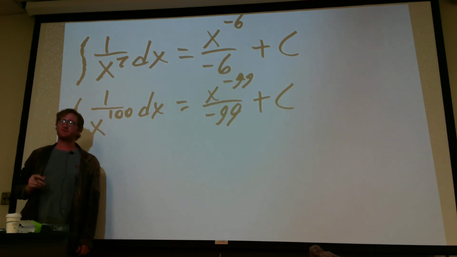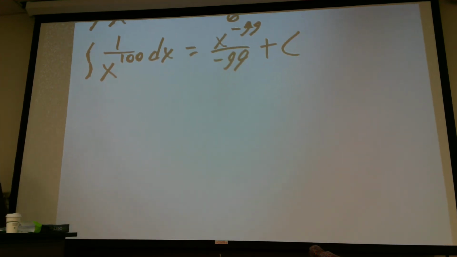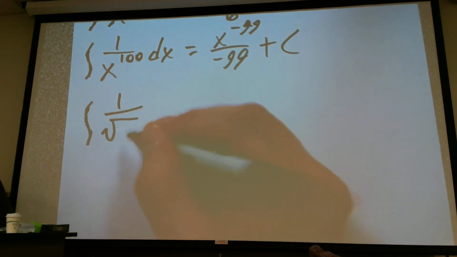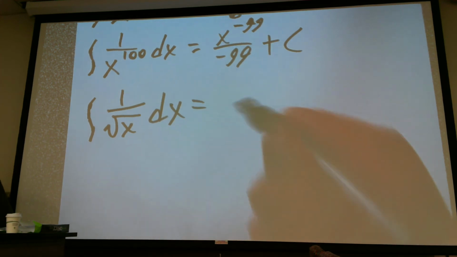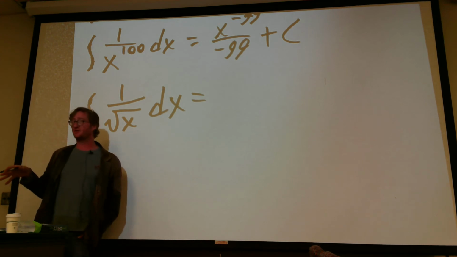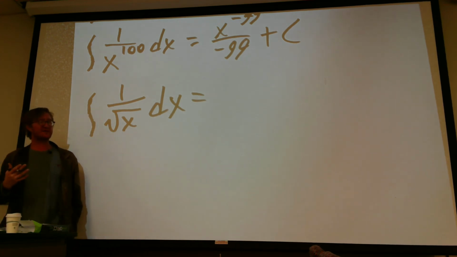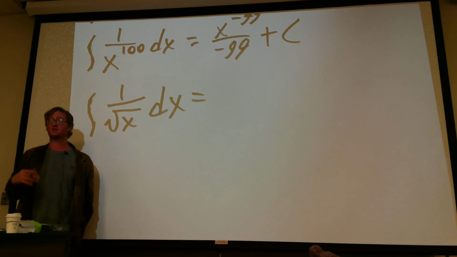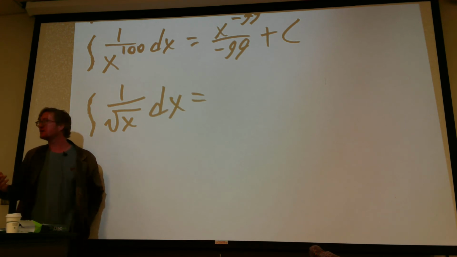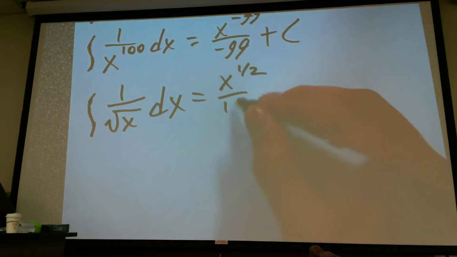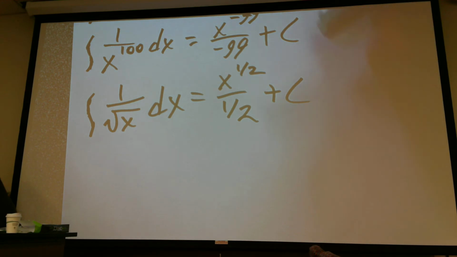Well, let's say we have negative fractions. Say the integral of 1 divided by the square root of x. Okay? This is still not n equals -1. And so you can think of this as x to the -1/2 power. So if we're sitting at -1/2, think about what's -1/2 plus 1? Well, it would be +1/2. And so that becomes x to the 1/2 divided by 1/2 plus c.